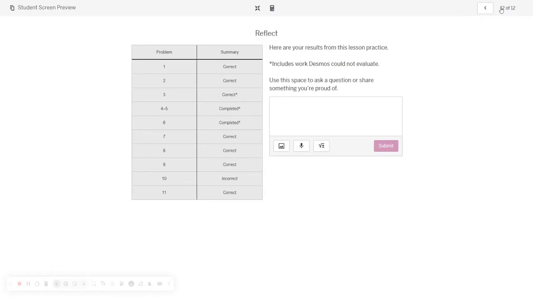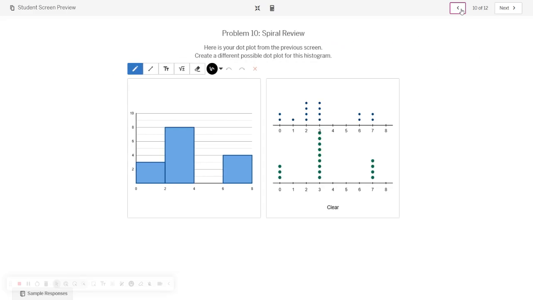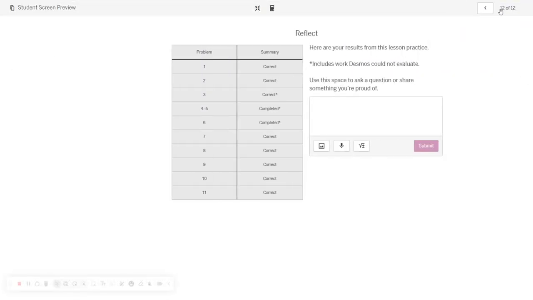Let's see how I did. What? I got number 10 wrong. Let me check this one out. 3, 8, 1, 2, 3, 4, 5, 6, 7, 8. Oh, I put 9. Oh, 9, putting too many. 8, 4. Okay. Slight error.